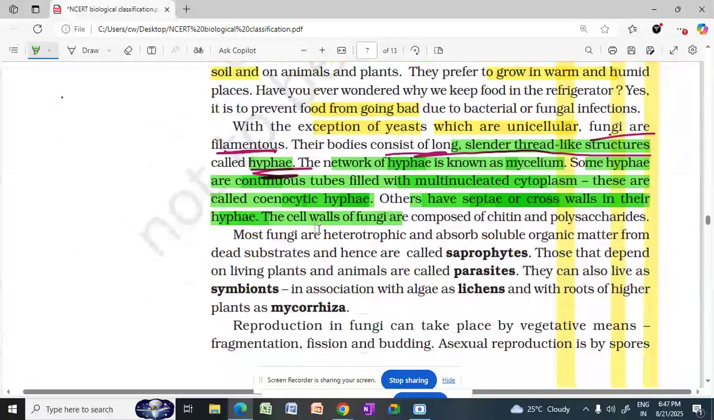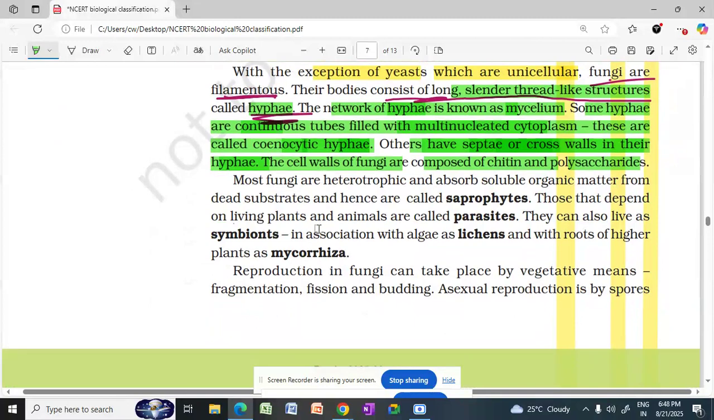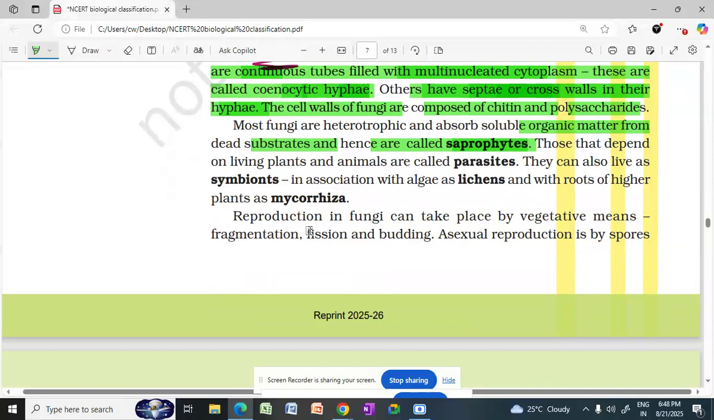So in the hyphae you have seen this thing. So cell wall of fungi are made up of chitin and polysaccharide. This is clear. So most fungi are heterotrophic and they absorb soluble organic material from the dead substrates and hence are called as saprophytes. So those that depend on living plants and animals are called as parasites. They can also live as a symbiont. Symbiont means mutual relationship. In association they are living, so in association with algae.